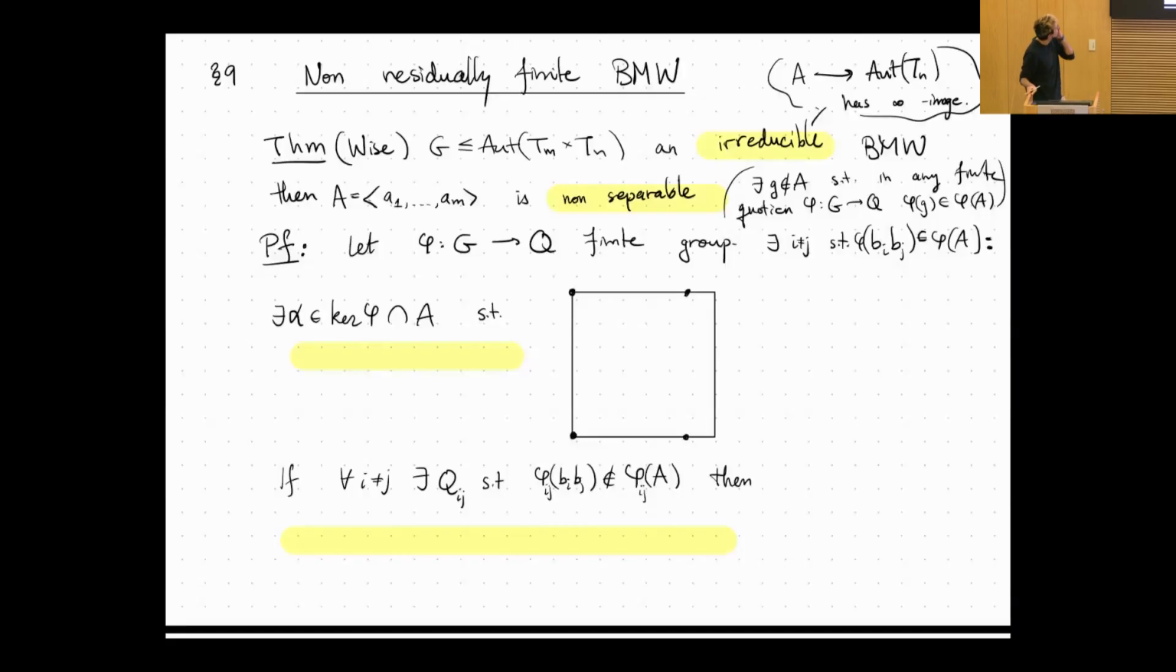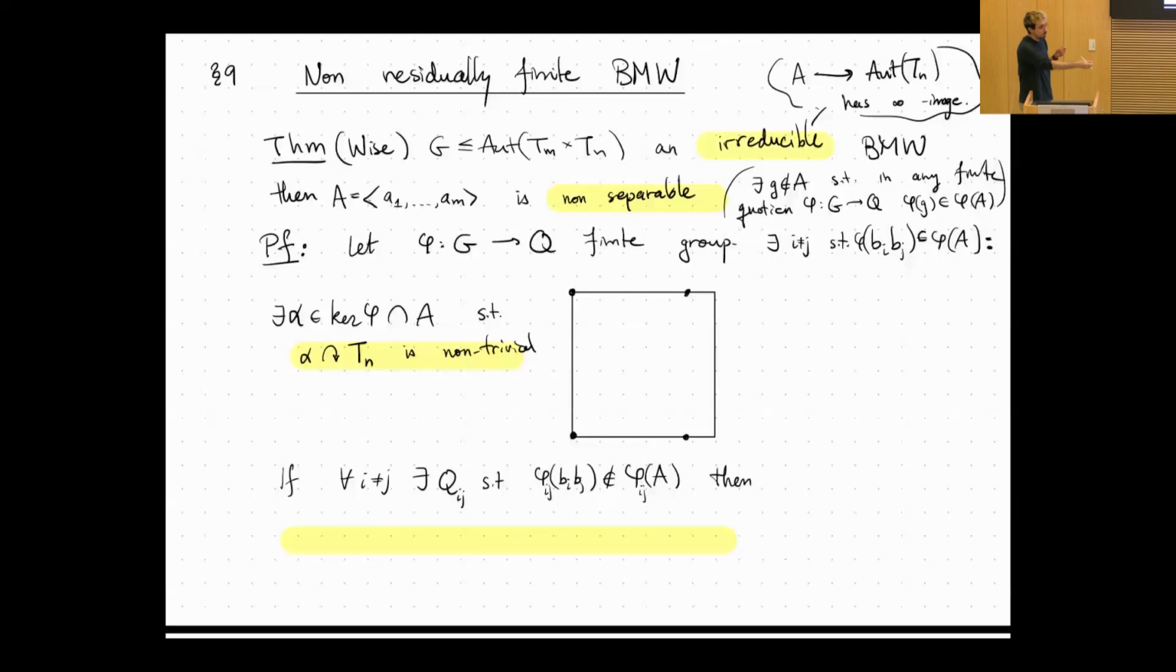So look at the kernel of phi intersection with A. The kernel of phi has finite index. A, we saw, has infinite image in the automorphisms of Tn. So what I claim is that there exists some element alpha in this intersection such that the way alpha acts on the tree Tn is non-trivial. Okay, so it does something to Tn.